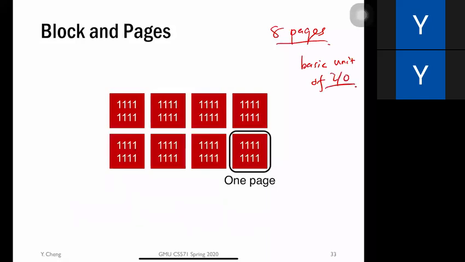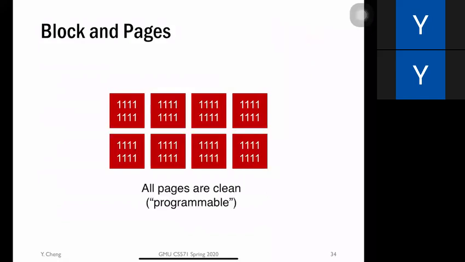But in terms of write operations, it's trickier compared to read operations because it supports two different writes and it doesn't support overwrites. Keep that in mind. So in this example, it starts from a fresh state. All pages are clean, meaning all pages are programmable or writable.